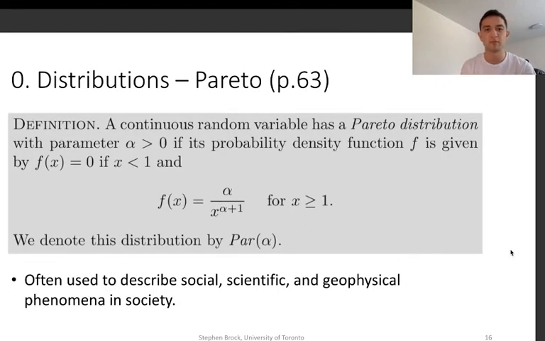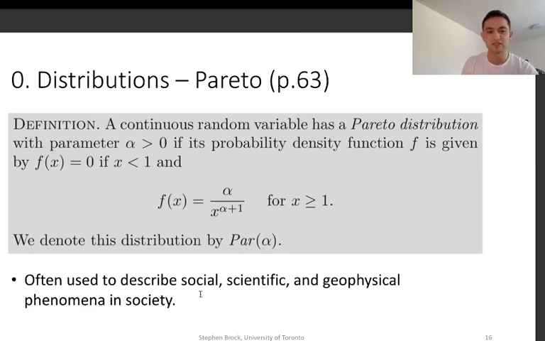Moving on to the Pareto distribution. By definition, a continuous random variable has a Pareto distribution with parameter alpha greater than 0 if its probability density function f is given by f of x is equal to 0 if x is less than 1, and f of x is equal to alpha divided by x to the power of alpha plus 1 for x greater than or equal to 1. And we denote this distribution by Pareto of alpha.